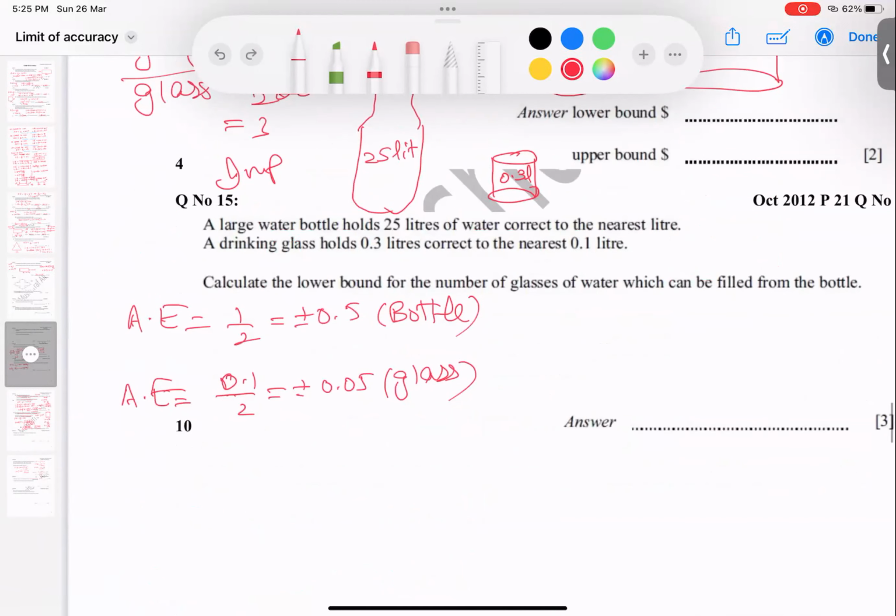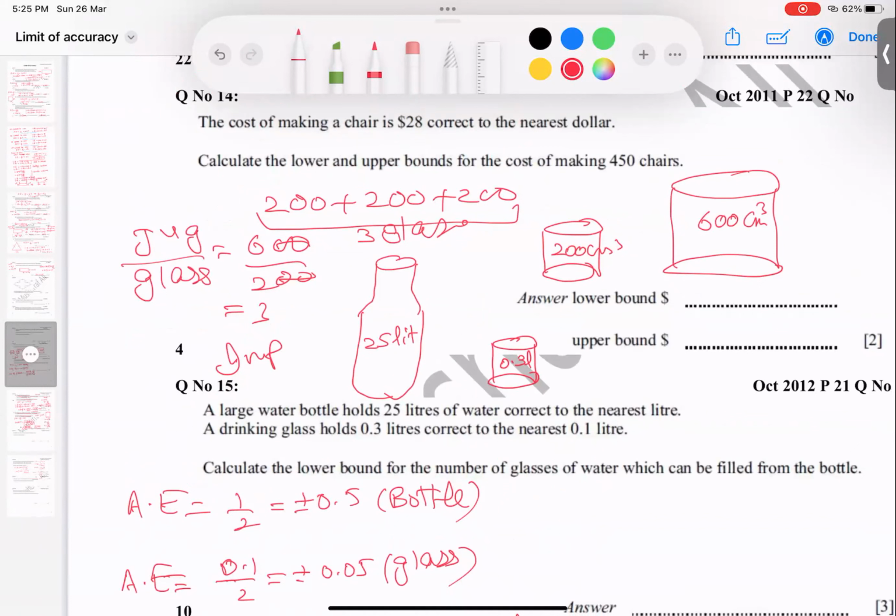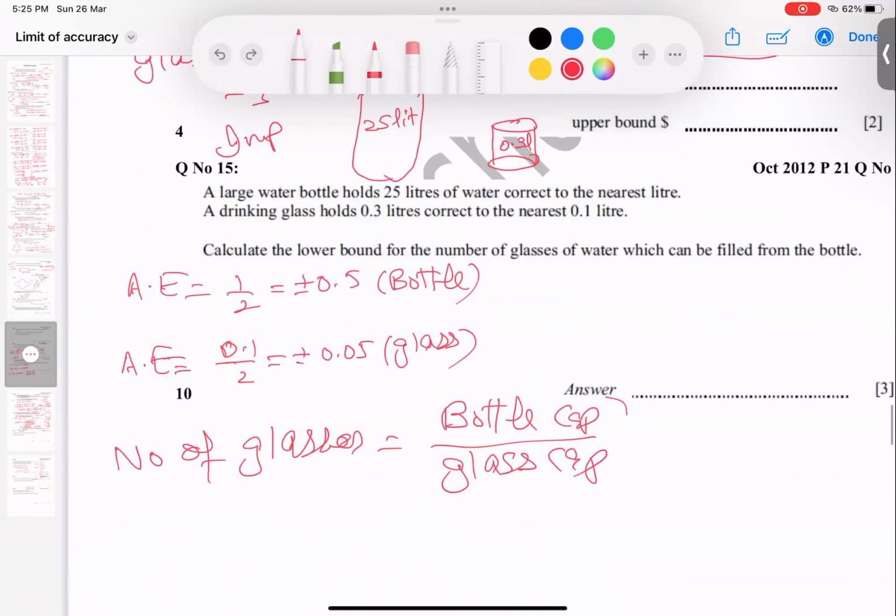So let's start. Same story here. How to get the number of glasses? Bottle capacity divided by glass capacity. This formula is very clear, and I believe you agree with me. If you don't agree, I repeat again. 600 is the jug capacity I kept up, and glass 200 I kept down, and I got 3 as the number of glasses. You can see even manually, 200 plus 200 plus 200, you get 3 glasses.